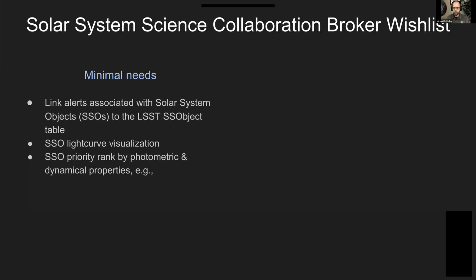We're interested in having some priority ranks based on photometric and dynamical properties. The color of comets, for example, or a user may be interested in blue comets or large Kuiper Belt objects or asteroids wider than a typical PSF. So those are examples of photometric properties and dynamical properties: comets, KBOs, asteroids. Those are different dynamical populations within the solar system object table.